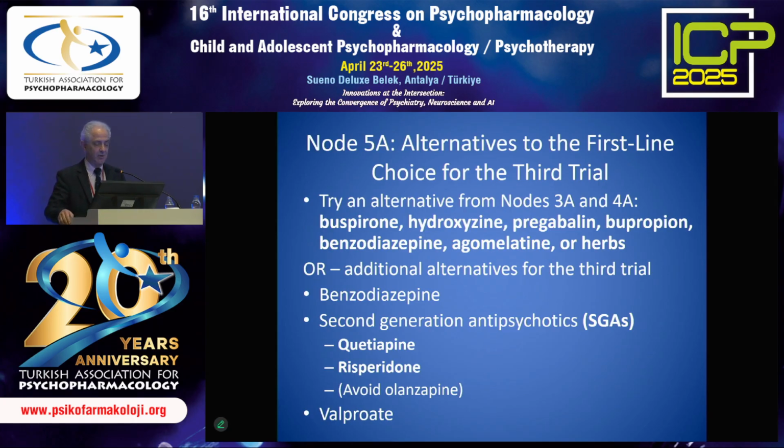I'm sorry, I see a misprint in my slide. I mentioned benzodiazepine in the alternatives, but it's actually only turning up now as an alternative for this third trial. And 2 second-generation antipsychotics, quetiapine and risperidone, but we would avoid olanzapine, and valproate.